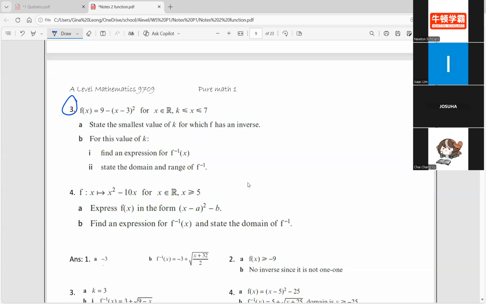Why reject negative? I don't understand. Because your range, okay, the range is actually the domain for this, right? Okay, wait, we go back to this one first. Your domain now is 3 to 7, right? Okay, so I put 3, 7.